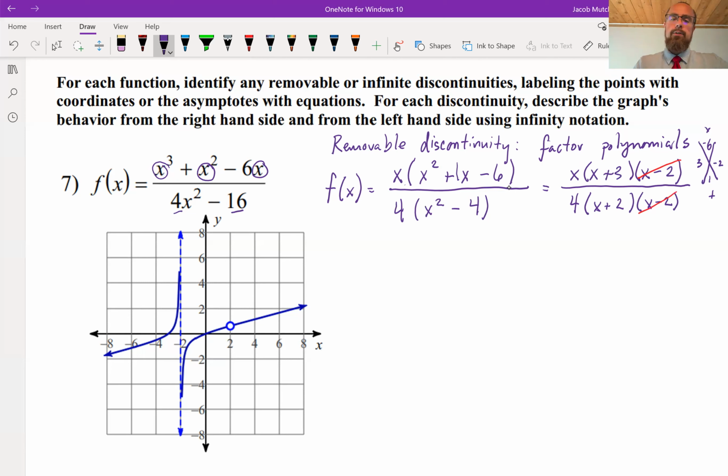So just like we do with the denominator for vertical asymptotes, I'm going to take that canceled factor, set it equal to 0, and solve. So for this example, we're going to add 2, and that would give me the location of x equals 0. I'm sorry, x equals 2 for a removable discontinuity.